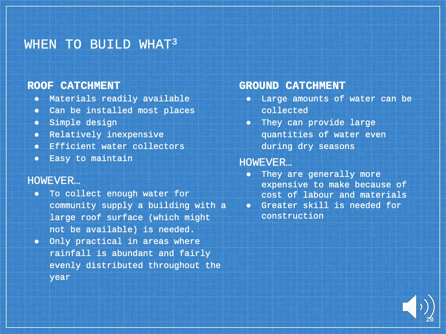On the other hand, a groundwater catchment system collects larger amounts of water than the rain catchment systems, and thus it can provide large quantities of water even during dry seasons. However, they are generally more expensive to make because of the cost of labor and materials, and greater skill is required for construction.